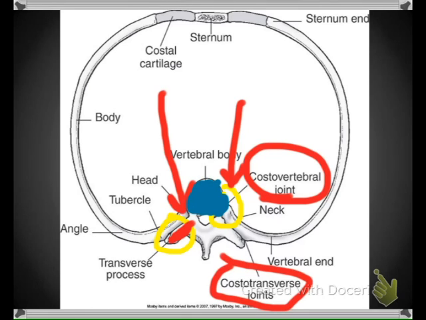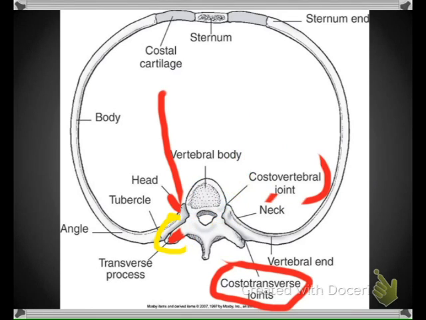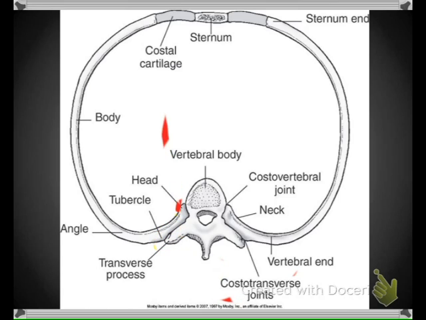thoracic CT. So in all, on this image, the anatomy that you really need to know pretty much comprises all of the image. We need to know the sternum end, the sternum, costal cartilage, the body, the vertebral body, the head, tubercle, neck, costovertebral joint, angle, transverse process, costotransverse joint, and vertebral end. I forgot to mention that the vertebral end is much like the sternum end, with the exception that the vertebral end is going towards the body. And so just remember there are two portions of the rib.